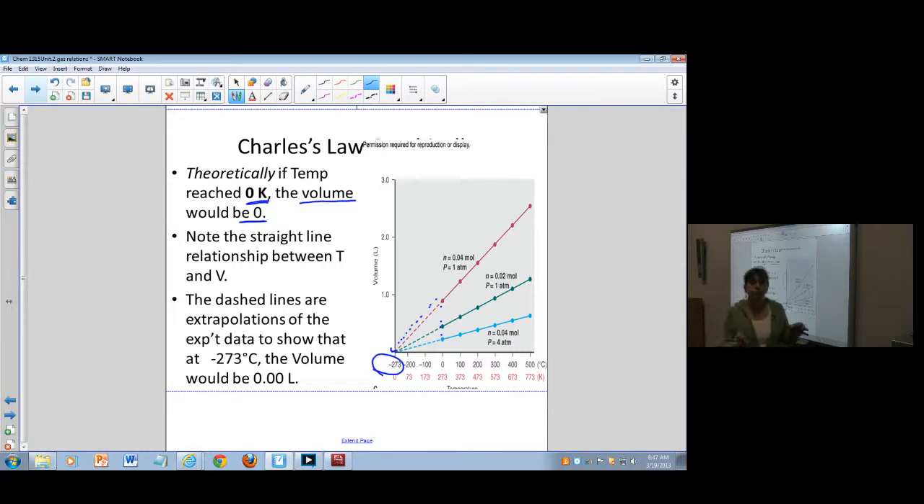Now, that's obviously not possible. If you begin with something that has some volume, you've got to have something in the end that still has some volume. So this is in theory. I certainly haven't done this, but very smart people have gotten very, very close to minus 273, where the volume would be 0. They haven't quite got to 0, but I'm not sure that they ever really could in reality. At any rate, the point here is the volume and the temperature are directly proportional.